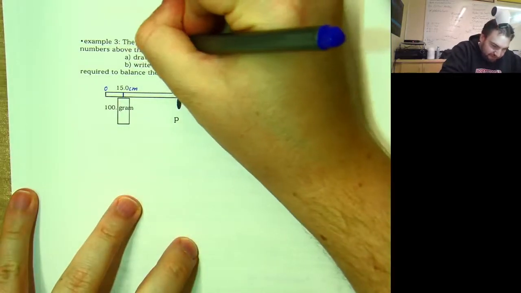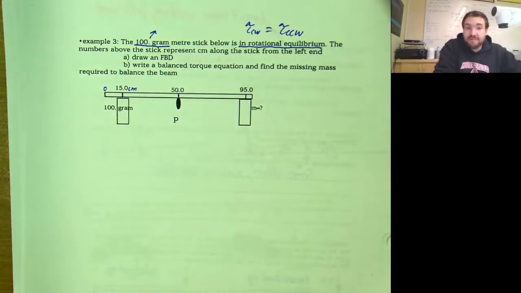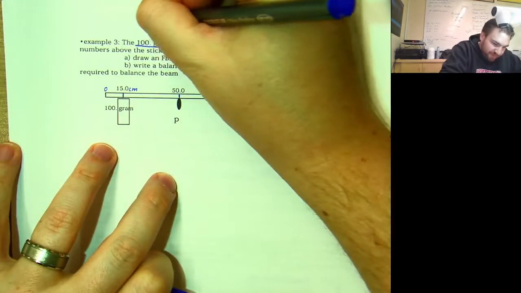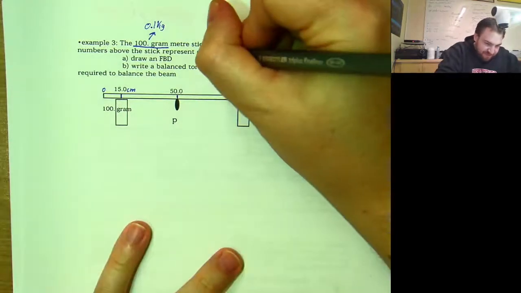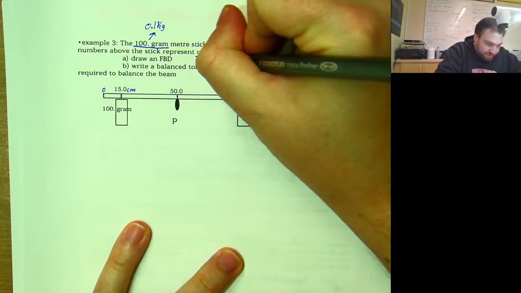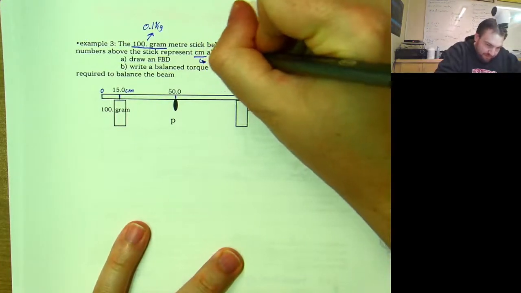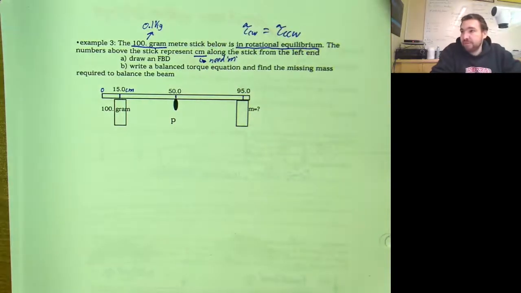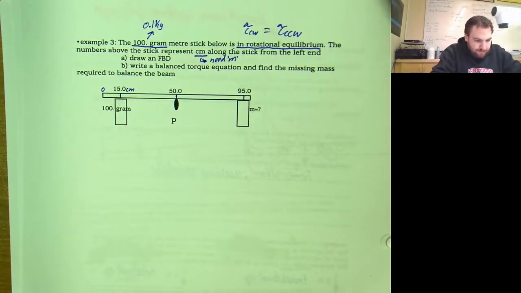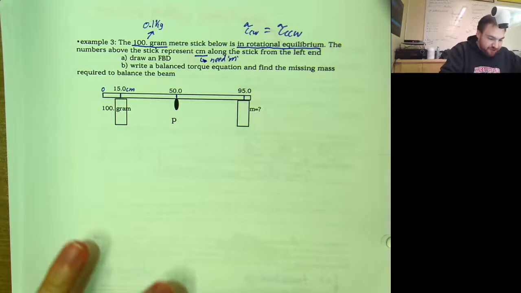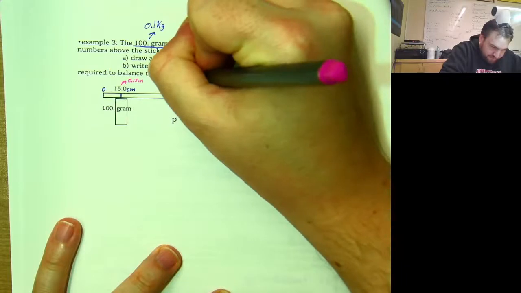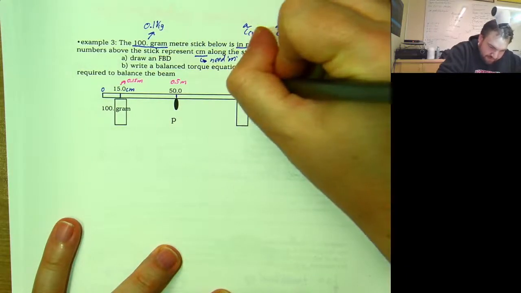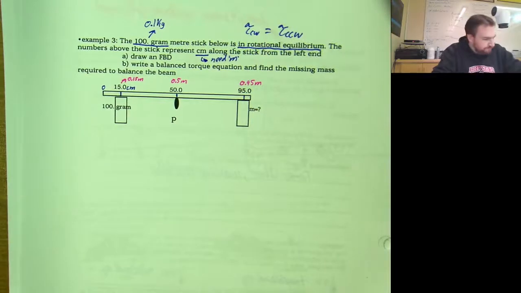This thing here, this 100 grams: masses always need to be in kilograms, so let's convert that right away. That's going to be 0.1 kilograms because there's 1,000 grams in a kilogram. And this thing's measured in centimeters. We don't want centimeters, we need meters. So let's just do some converting right away. 15 centimeters is 0.15 meters. This guy here is going to be 0.5 meters, and this guy here is going to be 0.95 meters along the meter stick.